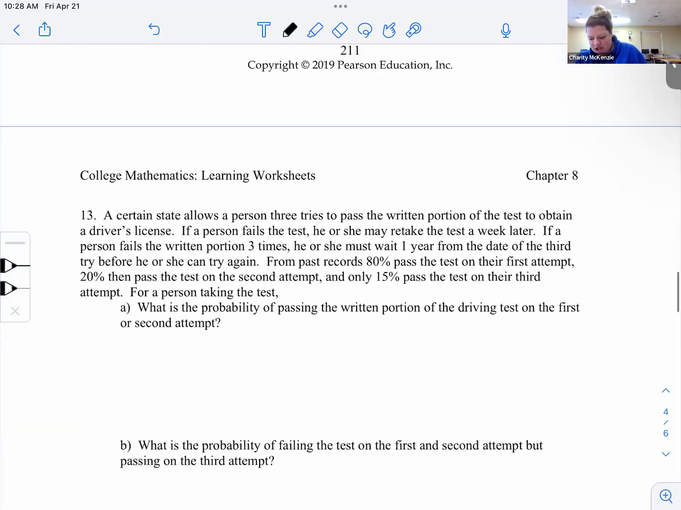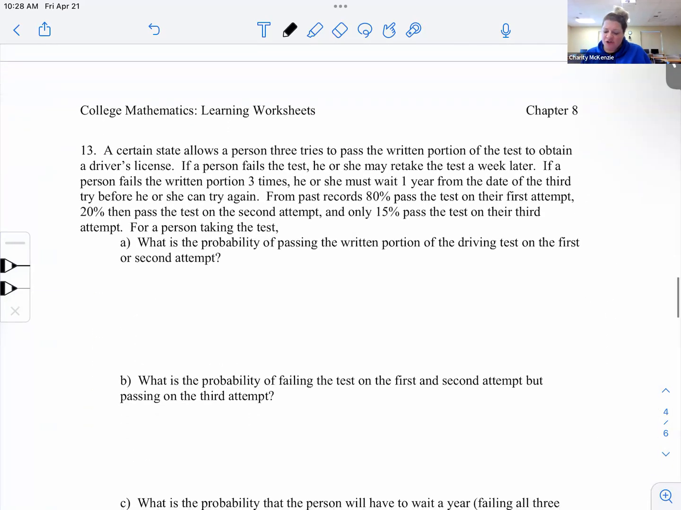Let's go to something totally different. A certain state is going to allow a person 3 tries to pass a written portion of a test to obtain a driver's license. If a person fails the test, he or she may retake the test a week later. If a person fails the written portion 3 times, he or she must wait a year from the date of the third try before they can try again.